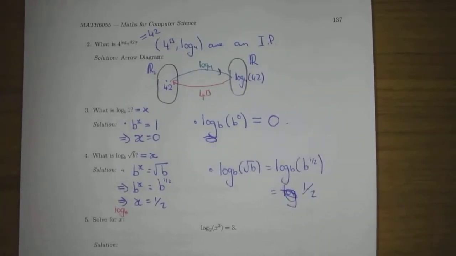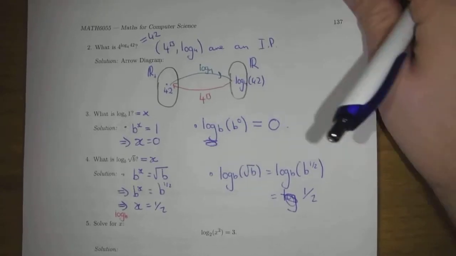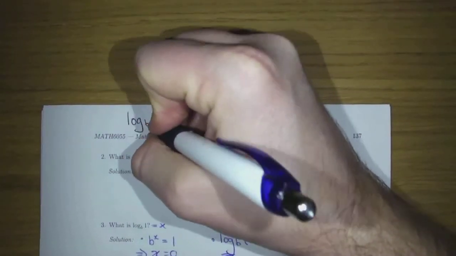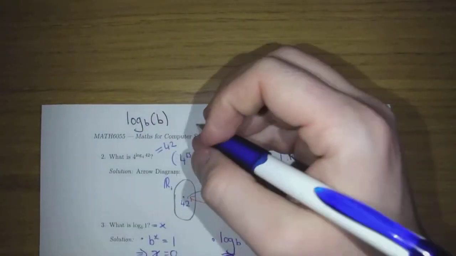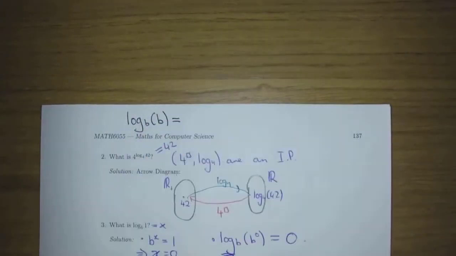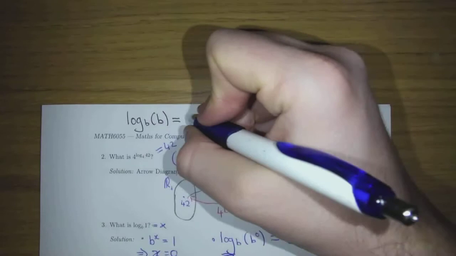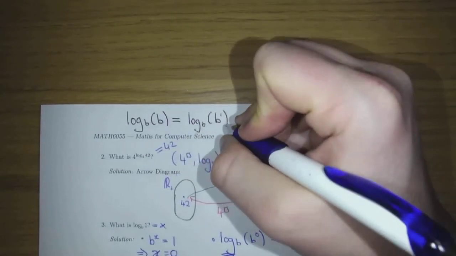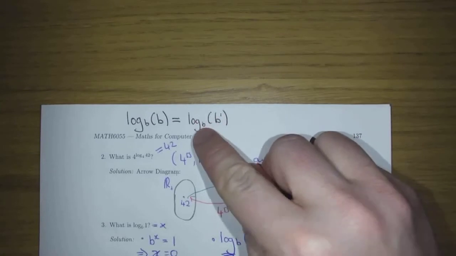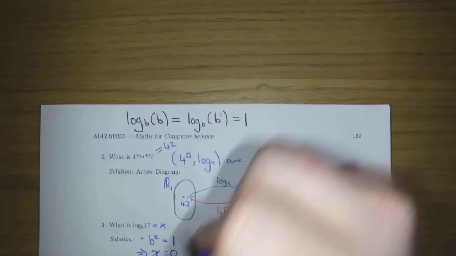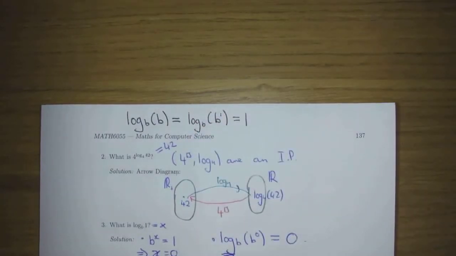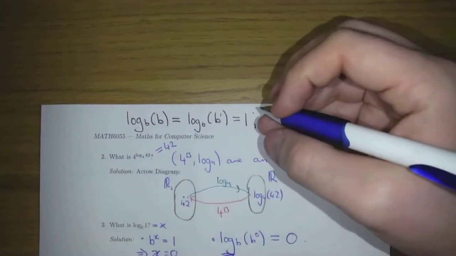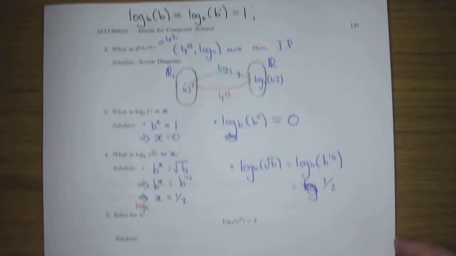There's one thing that I probably should put up the top. Log base b of b. Well, what's that equal to? Well, b is b to the power of 1. And b to the power of and log base b are inverses, so this will give us 1.